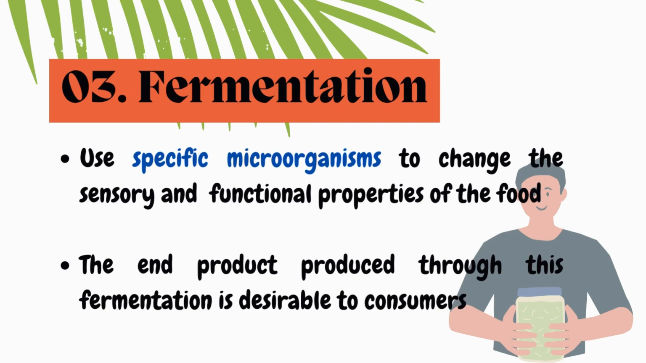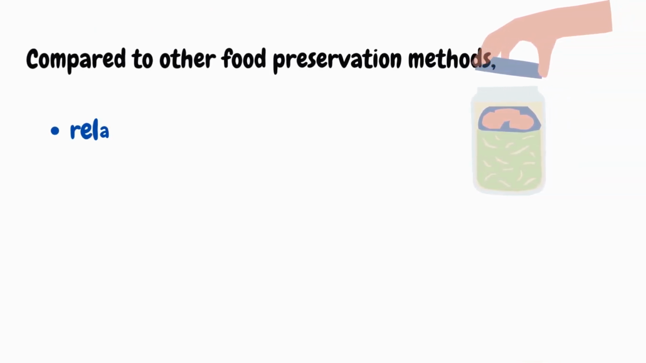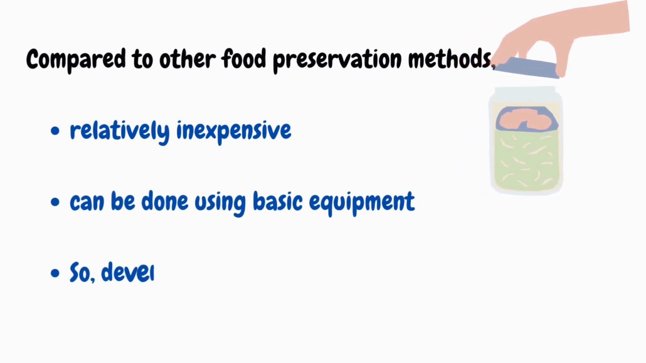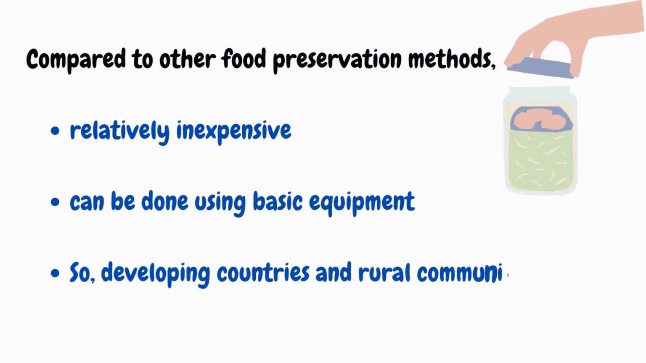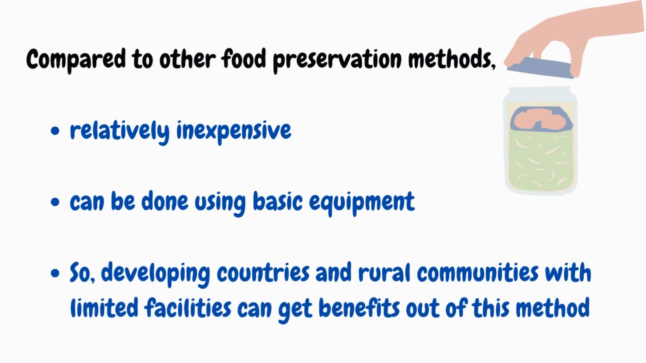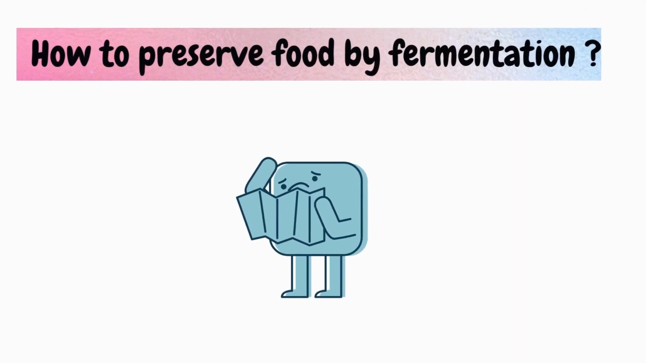The end product we are producing through this fermentation is desirable to consumers. Compared to other food preservation methods, this method is relatively inexpensive and can be done by using basic equipment. So developing countries and rural communities with limited facilities can get benefits out of this method. Do you know how can we achieve preservation through this process?